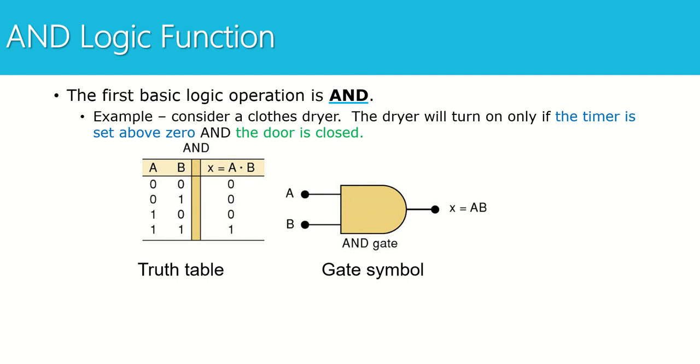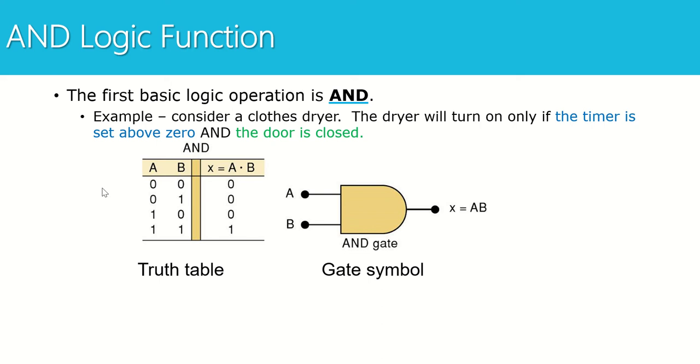If you have a clothes dryer and you want the dryer to turn on only if the timer is set above 0 and the door is closed, we basically have a situation where we only want a situation to occur when two things happen and they both must happen. That's the idea of AND.